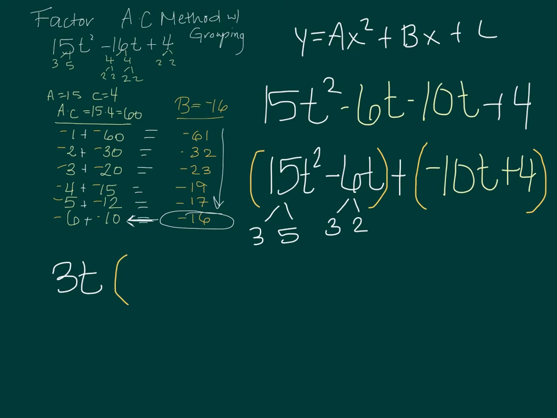And what it leaves behind is 5t minus 2, right? So I'm dividing this term by the GCF of 3t, and I'm dividing this term by the GCF of 3t, okay?